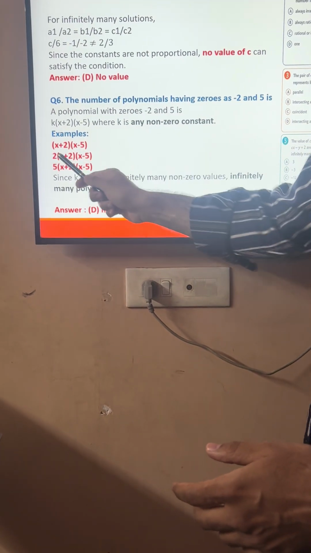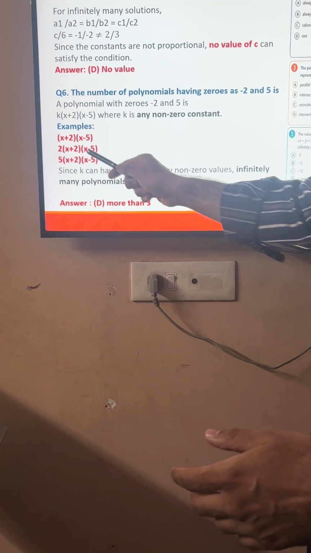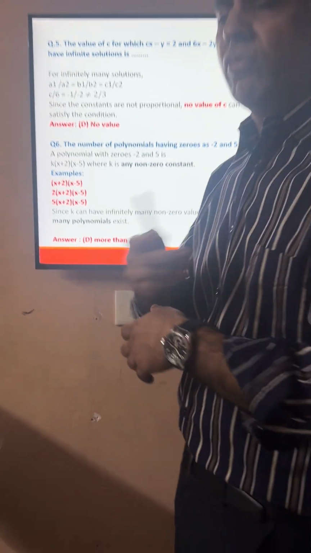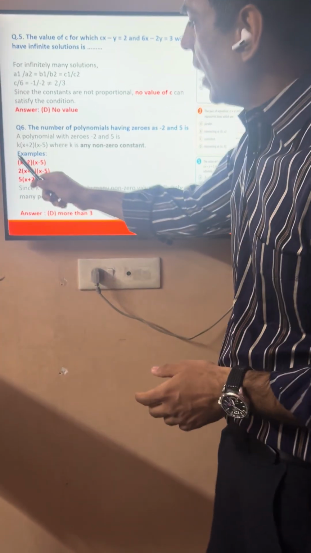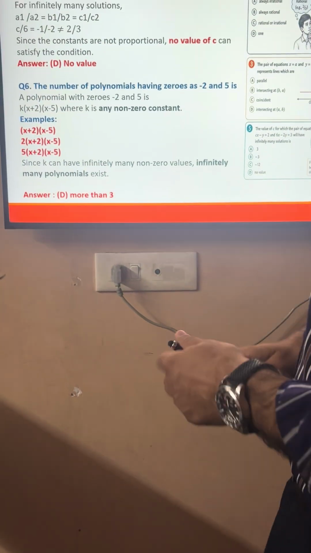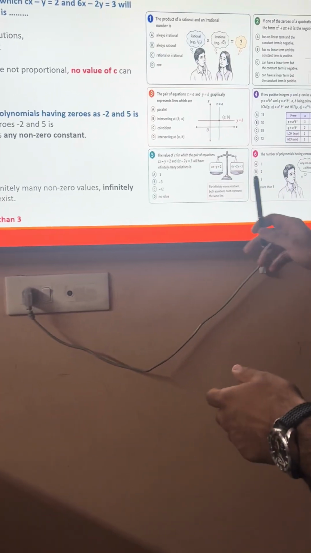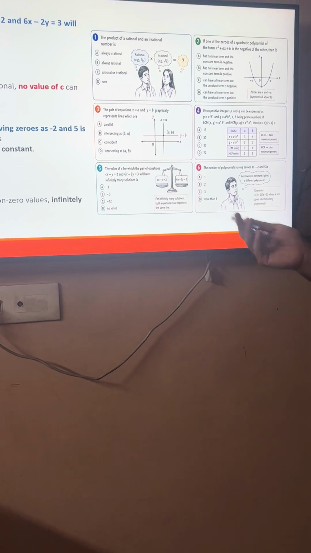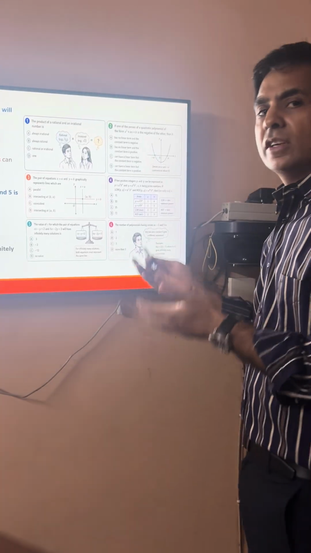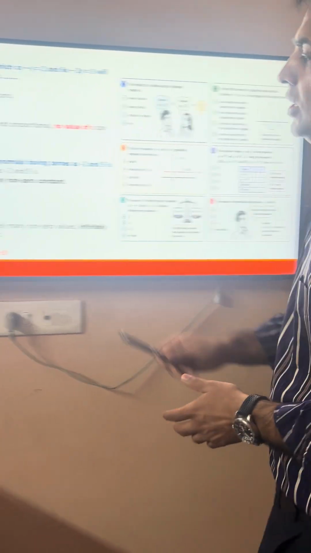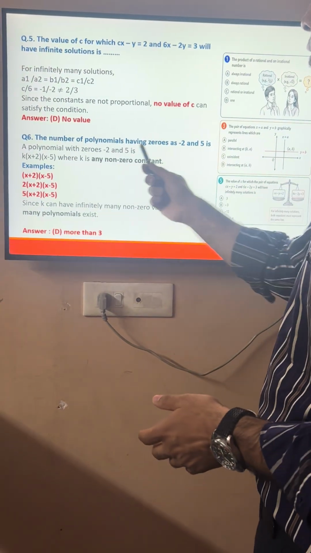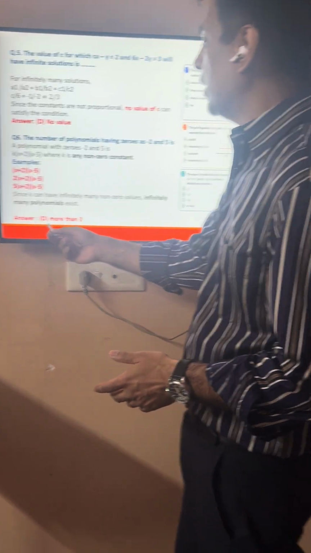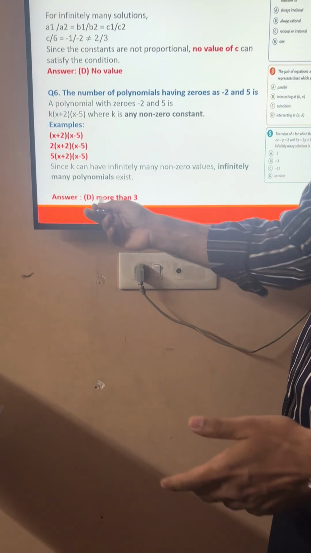You can put k as 1. You can put k as 2, 2x plus 2 and x minus 5, and you can put 3. The constant from 1 to infinite, you can put any constant here. So these 3 are just examples. So of course, since infinite is not given as an option, you will choose more than 3. The option could also have been more than 4, more than 5, more than 6, or infinite. So this is the reason why the number of polynomials with these zeros, or in fact for any zeros, will always be infinite. If that option is not given, then more than 3.